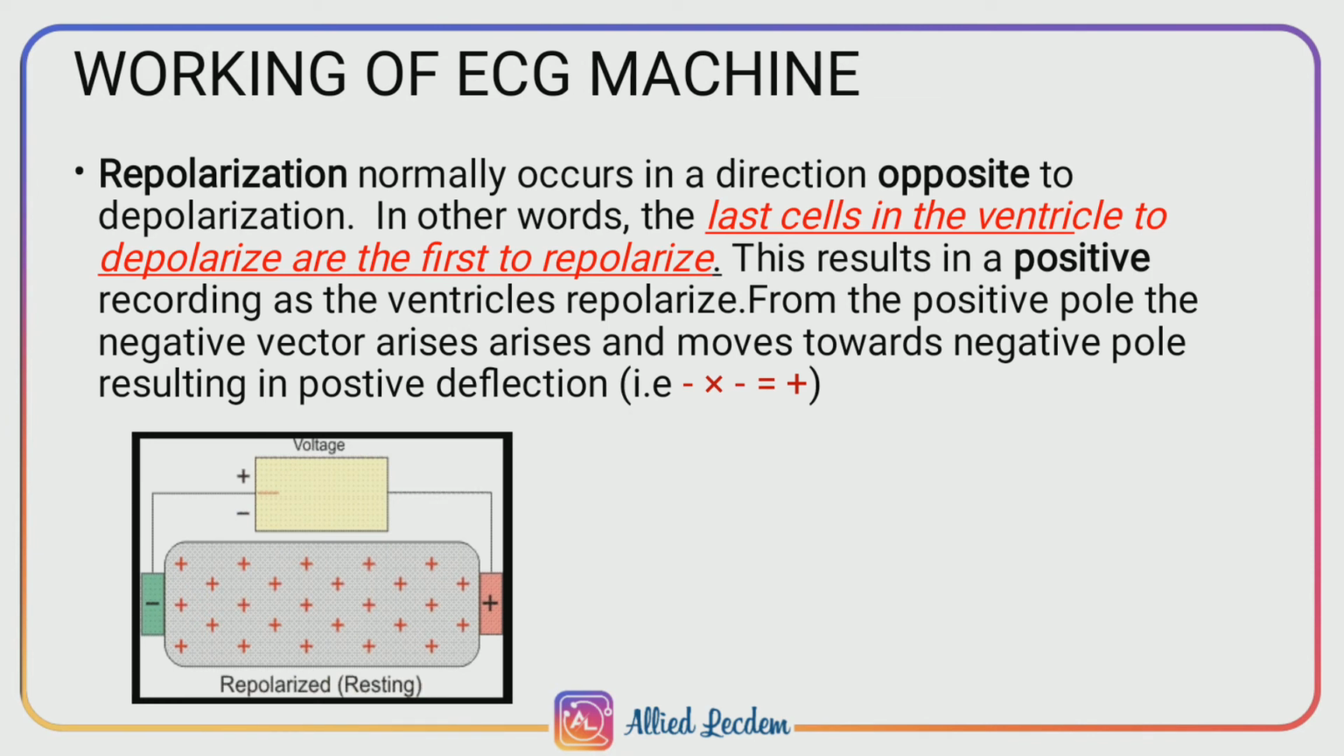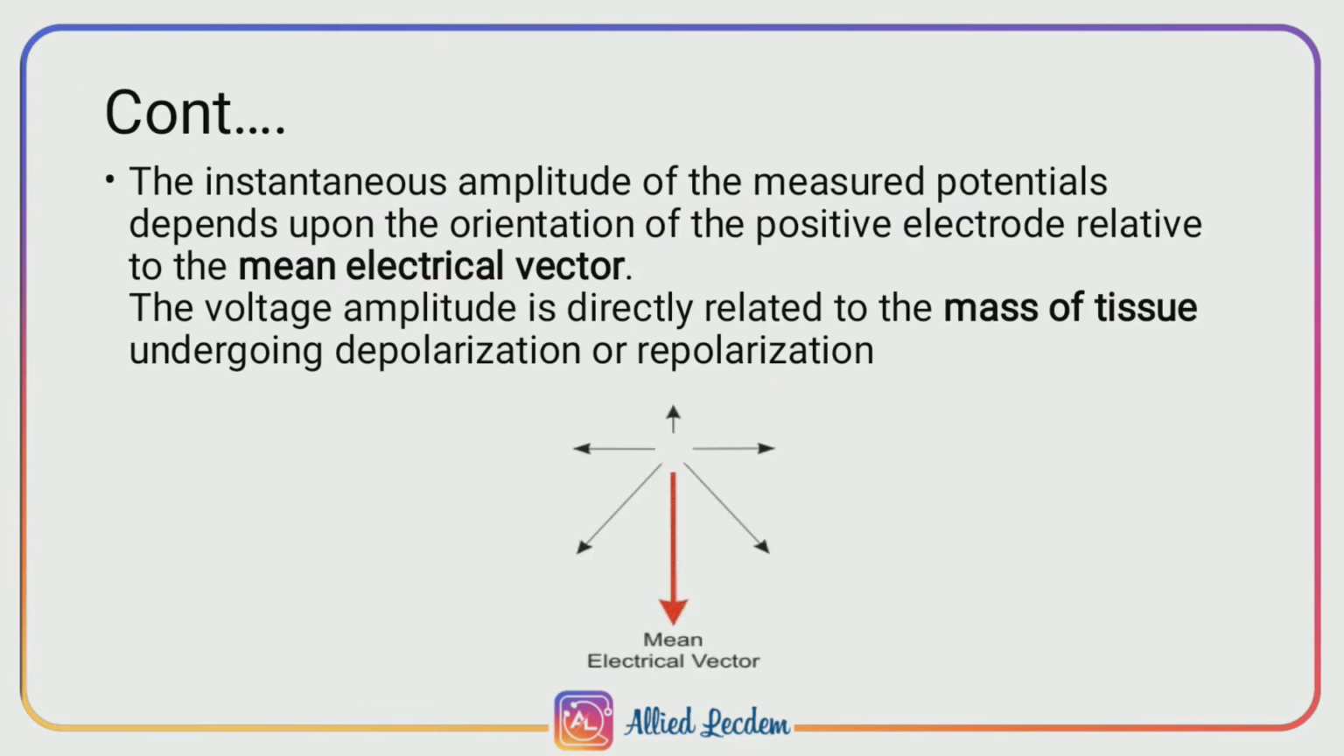There is a term called last cell in the ventricle to depolarize is the first to repolarize. When the tissue is repolarized, it becomes electronegative and the negative vector moves towards the negative pole, which provides the positive deflection. That is, negative into negative gives positive. A tissue has multiple cells. Each cell gives a different vector, but the ECG machine picks up only the mean electrical vector, which is the sum of all vectors. The voltage amplitude is directly proportional to the mass of tissue.